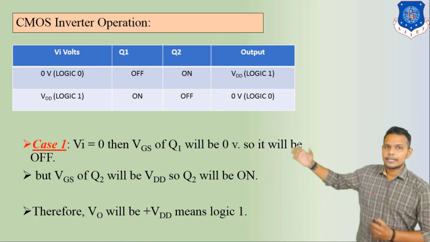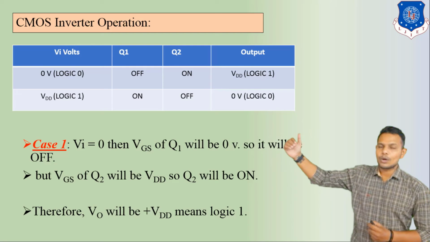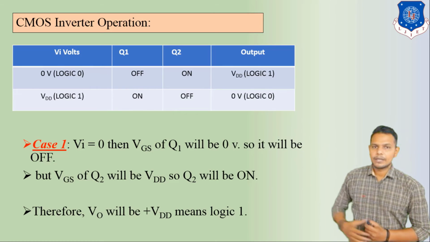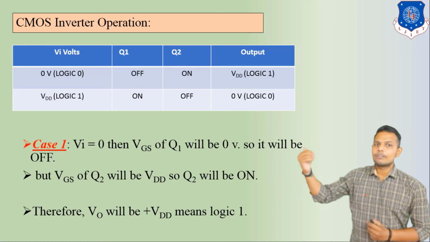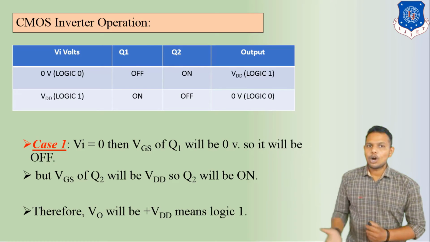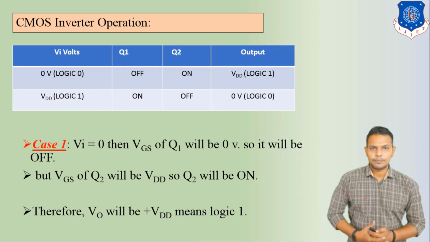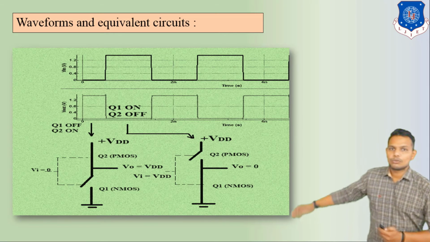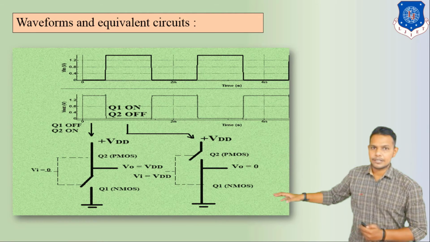So here we can see in this operation, if Vi is equal to 0, at this time your Q1 will be off and Q2 will be on, and you will get logic 1. And in case number 2, if you applied logic 1, Q1 will be on, Q2 will be off, and your output will be 0 volt. That means logic 0. So here we can see this is the inversion. So we can conclude it from this waveform and its equivalent circuits.